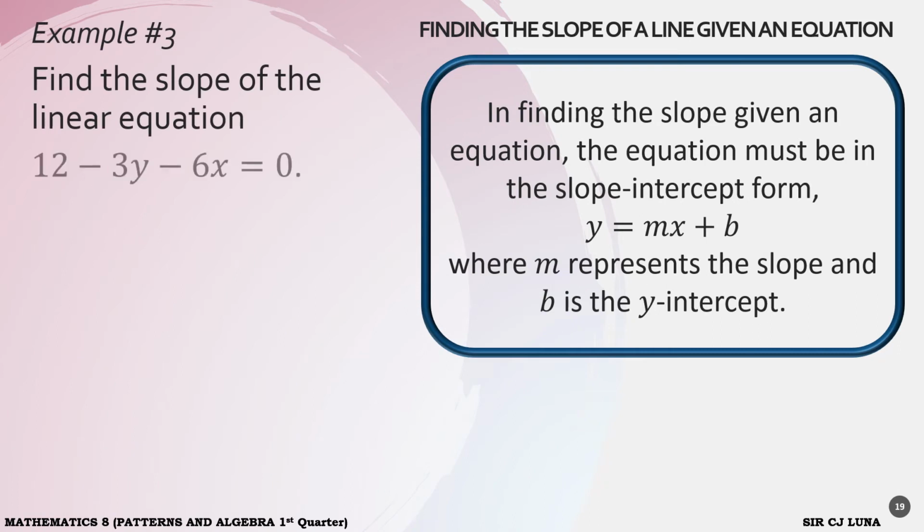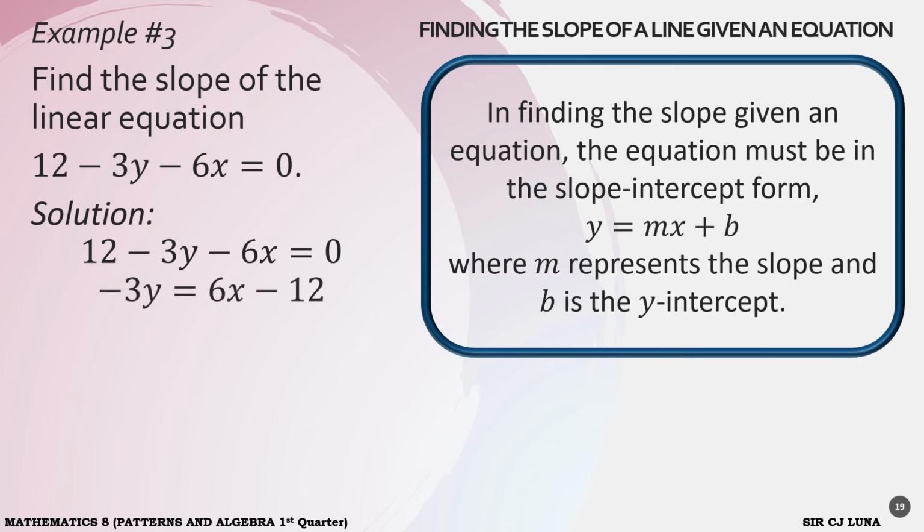Okay, let's have another example for slope-intercept form. We have this equation 12 minus 3y minus 6x equals 0. So, sa slope-intercept form, kailangan ang matitira lang sa left ay yung y. The rest, kailangan nasa right. Okay? So, paano niyan to? So, yung 12 natin, ililipat mo sa right side. Magiging negative 12. Tapos, yung negative 6x, ililipat mo, transpose mo, magiging positive 6x. Okay, so ganyan na siya ngayon. Negative 3y equals 6x minus 12.